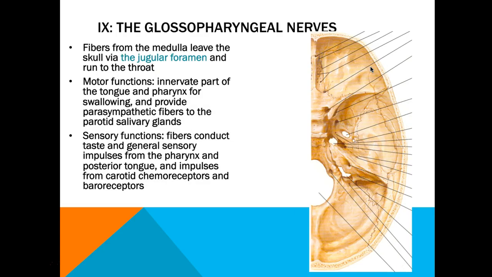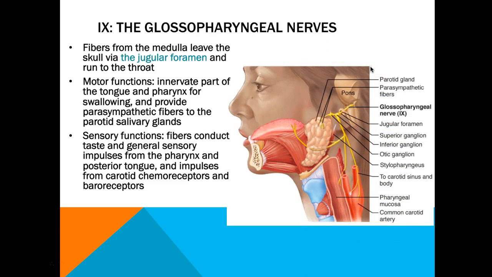Next we have cranial nerve number 9, the glossopharyngeal nerve. This nerve is going to exit from the medulla to leave our skull via this large opening here called the jugular foramen. And you'll see that 3 nerves will exit through this hole. And our glossopharyngeal nerve is going to head over to our throat or our pharynx. So we have some motor functions here, and that is to innervate part of the tongue and our pharynx to assist with swallowing. And we will also have parasympathetic fibers to our parotid gland, which is pictured.